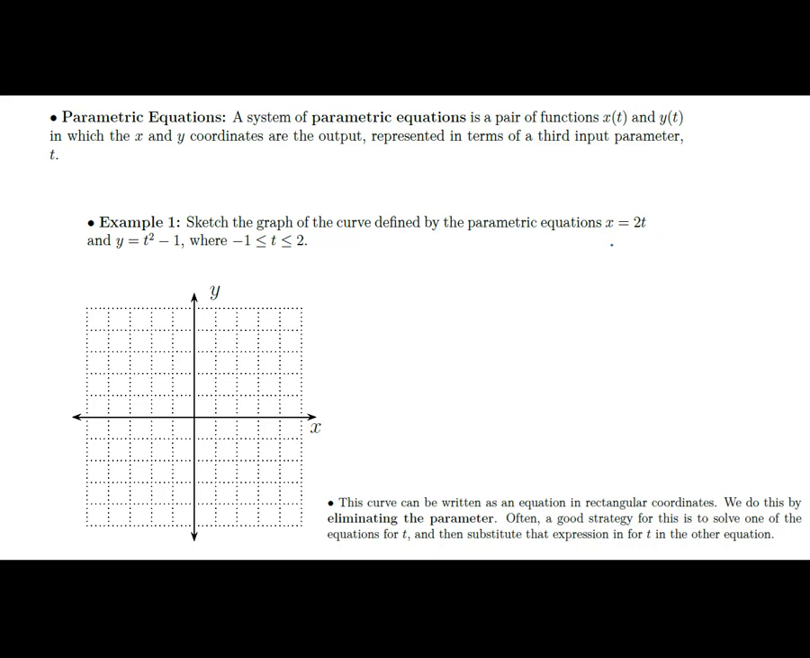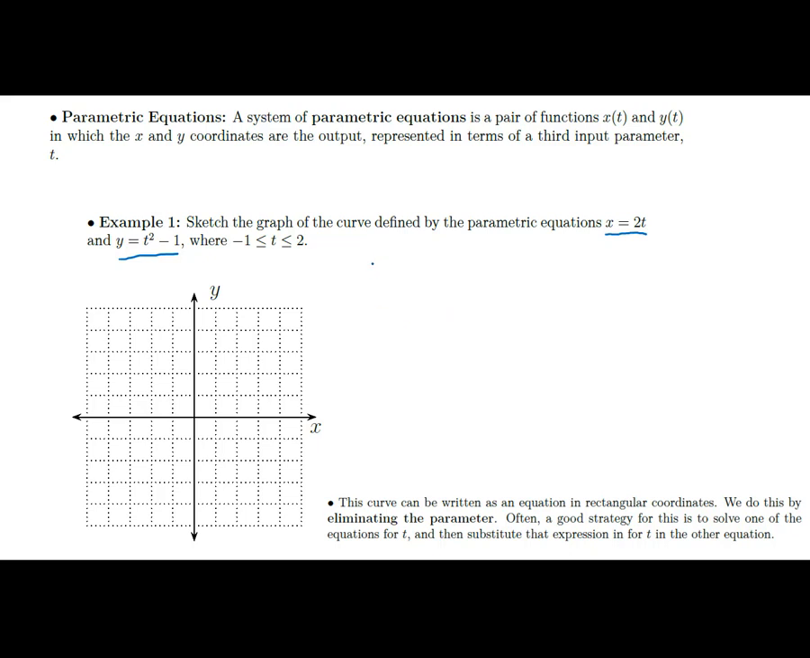We're told to sketch the graph of the curve defined by the equations x equals 2t and y is equal to t squared minus 1, where t goes between -1 and 2. Now, you're thinking of time, you might say, does negative really make sense? Well, you can still think of time, -1 meaning 1 minute before a particular event, and 2 is 2 minutes after that event. So, negative time can make sense.